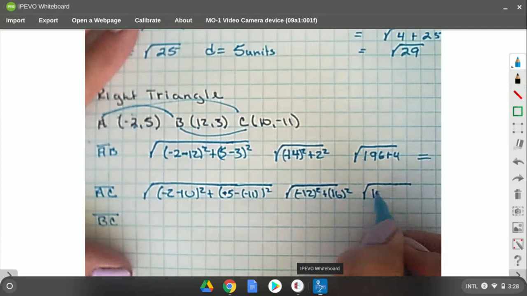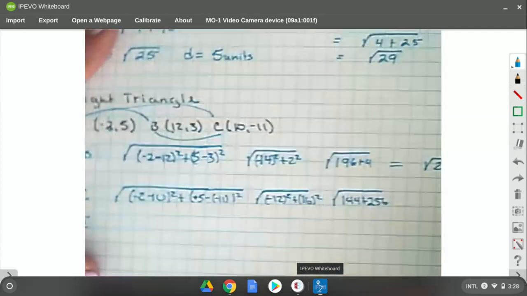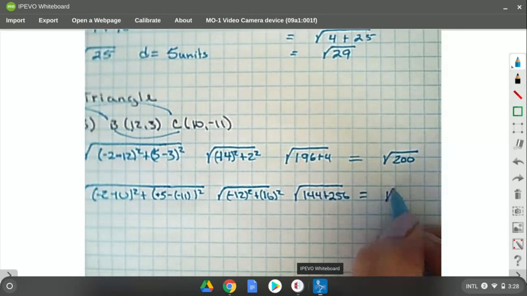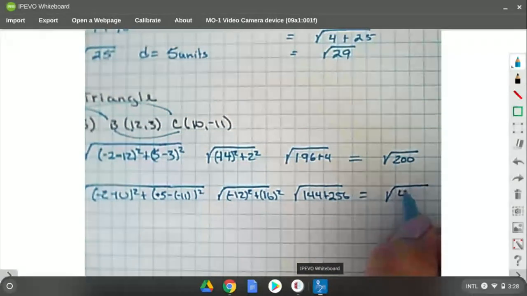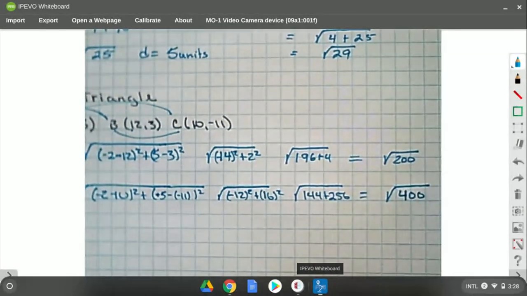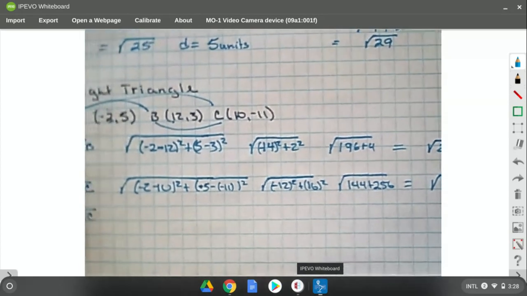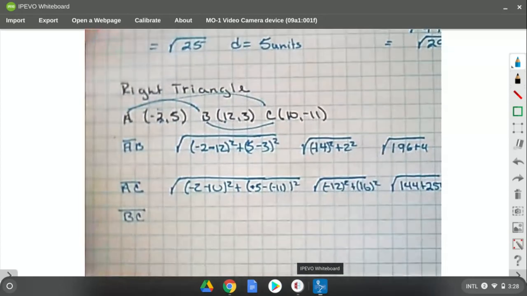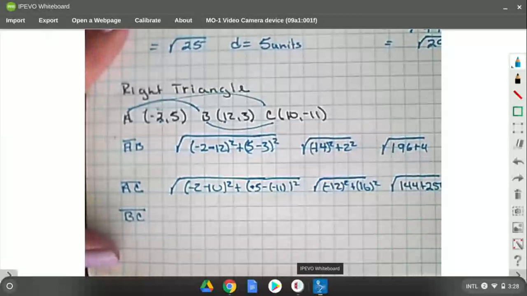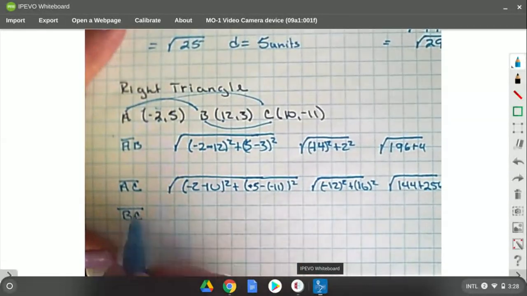So that gives me 144 plus 256. So that gives me the square root of 400. Okay? All right, and again, this isn't the answer I'm looking for, so I'm going to leave it just as it is until I get all of my numbers. I'm not going to bother to take the square roots.